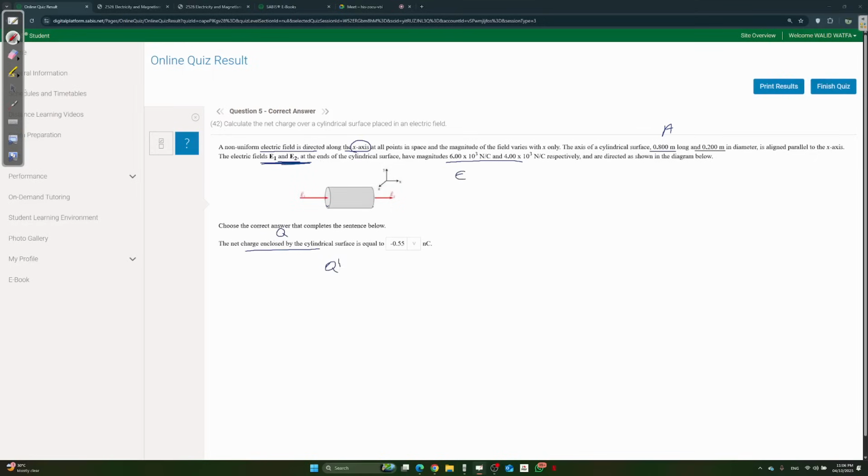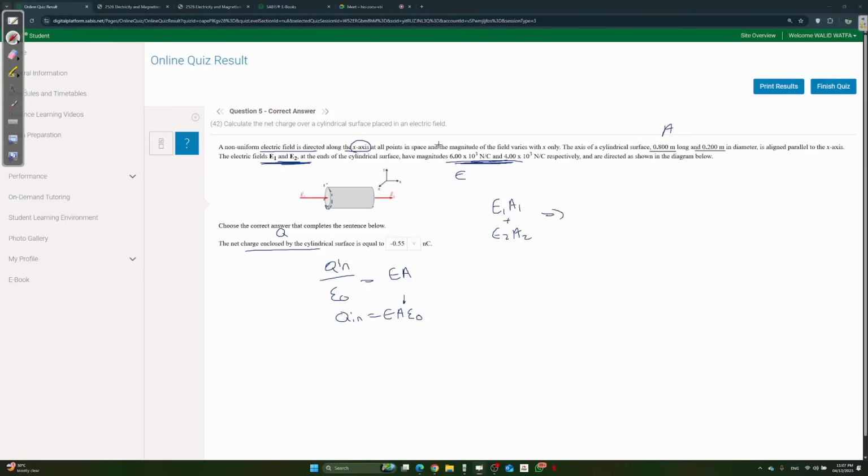So what do you write? Q enclosed over epsilon naught equals EA. So Q enclosed will be EA epsilon naught. What's the problem? You have different E's, and the area is only these. How do you do it? When you have different E's, you need to find E1A1 and E2A2, then you add them together.